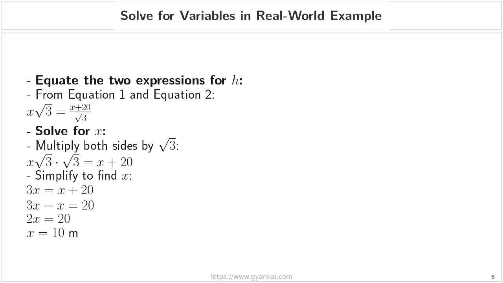Now that we have established our two separate equations for the height, h, from the previous slide, we are ready to bring them together to solve the problem. Now that we have found the value of our initial shadow length, we can move on to the final step, calculating the actual height of the pole.